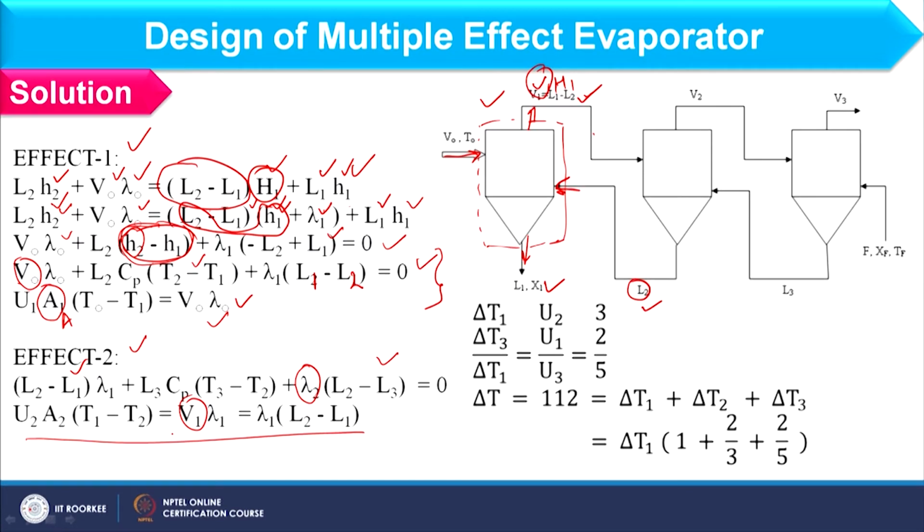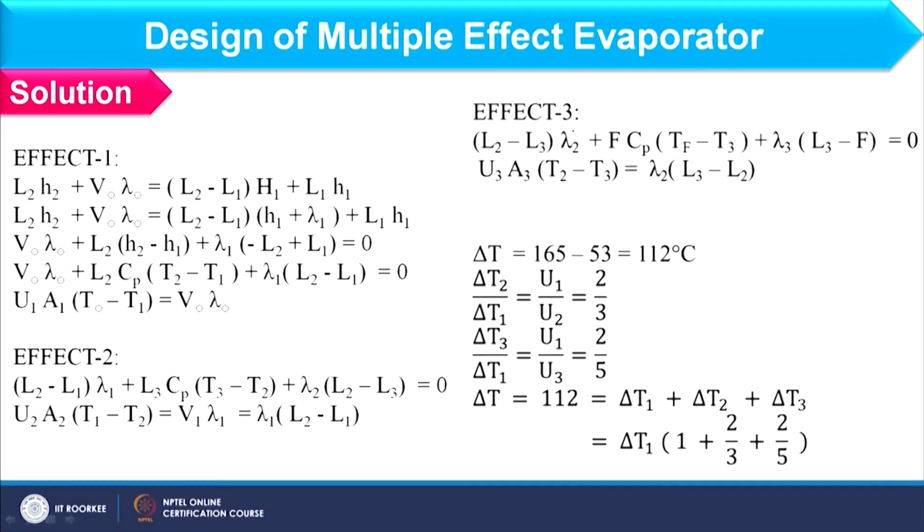So, in this way we can consider equation for second effect, and similarly we can consider equation for third effect as L2 minus L3 into lambda 2 plus F Cp Tf minus T3, because here we have the feed, and similarly lambda 3 L3 minus F should be considered, and this is the rate equation, right. So, in this way we can derive the governing equation of all three effects, and now we will start the solution of these equation using Badger-McCabe method.